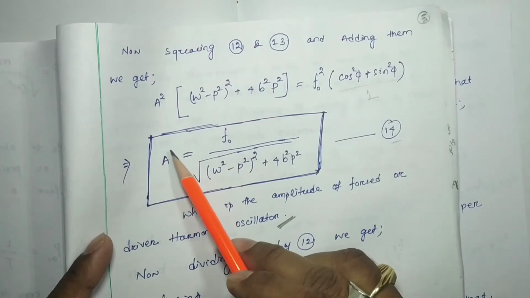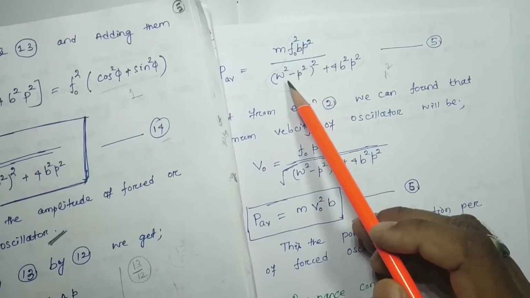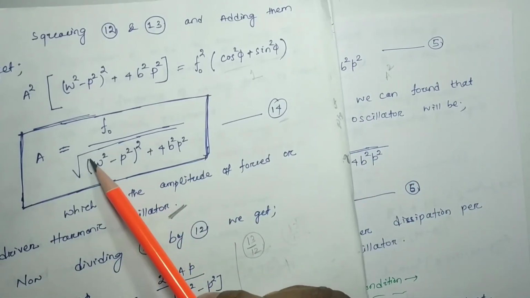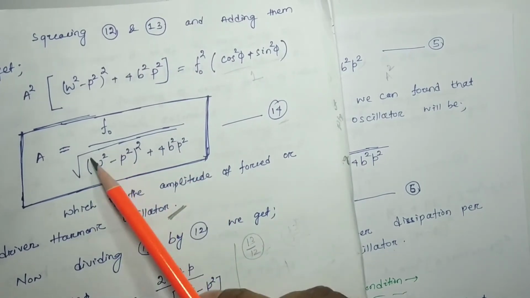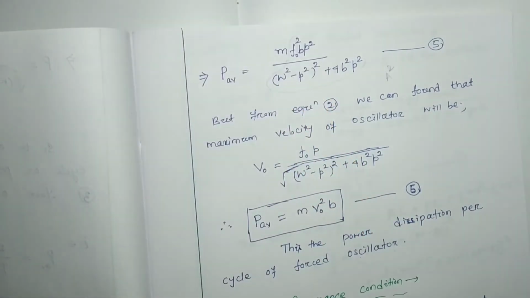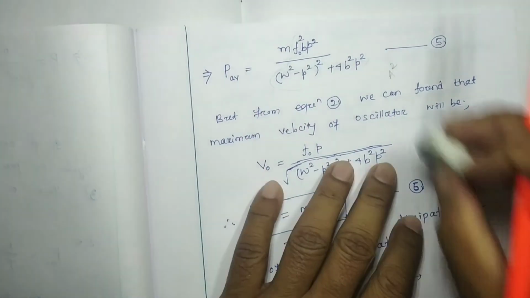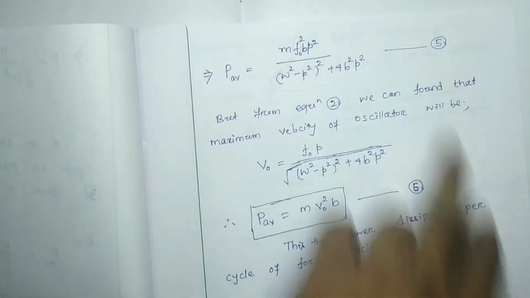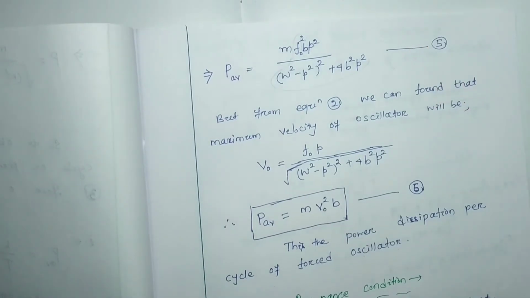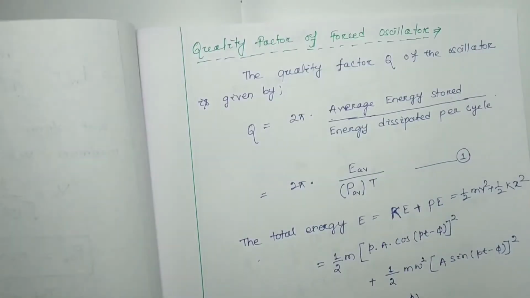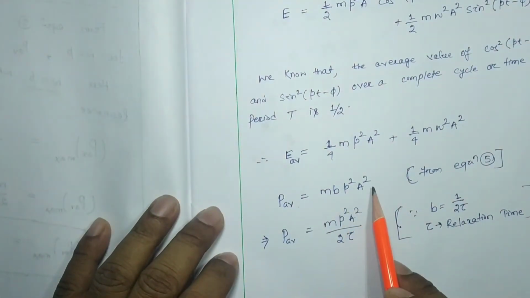If we consider a square, then it will be F0 square by the whole square of the denominator, so the root will be gone. So this P average can also be written as m a square b p square. So the same thing I have written here, m b p square a square.